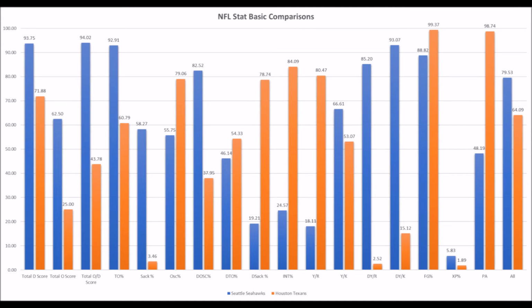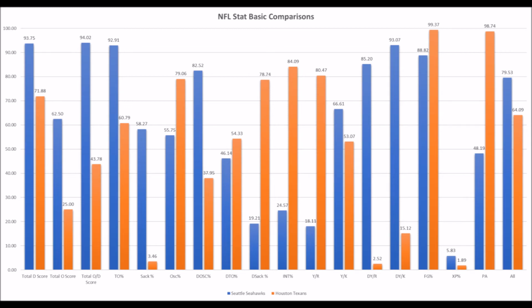They don't really create as many sacks, but they do get the job done in terms of preventing points, which is another reason why the Seahawks are favored in this game over the Texans. The Texans do a lot of sexy things, but they're not the most efficient. All those sacks are not turning into fewer points, and all those turnovers are not turning into fewer points given up. Because of that, the Seahawks are favored in that respect.